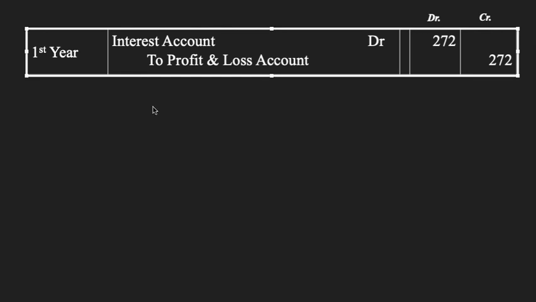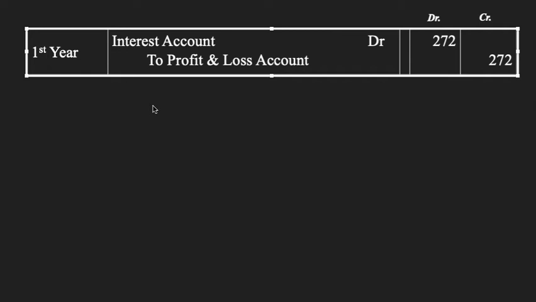Hence the transaction will be interest account debit to profit and loss account, right? How much is the amount? The amount is 272. So this is all what has happened in the first year. Now if we go to the second year, what is the first transaction?